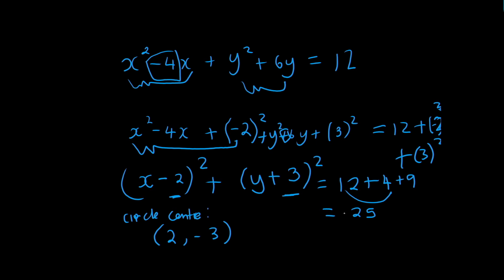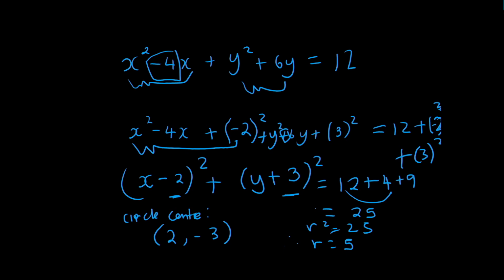And then the radius, remember this is your radius squared, is 25. So therefore, your radius is going to be the square root of 25, which is just 5. Okay, so that is a simple application of completing the square to find the coordinates of the center of the circle and the length of the radius of the circle.